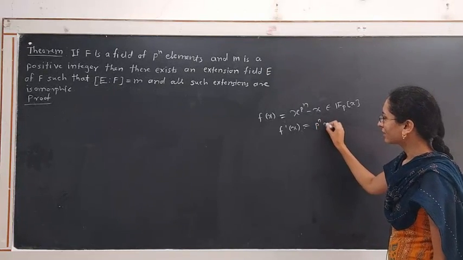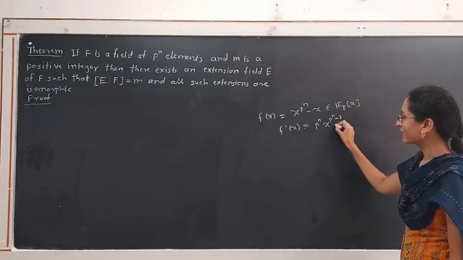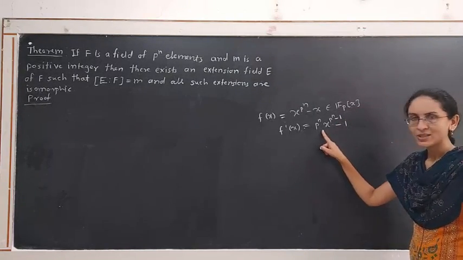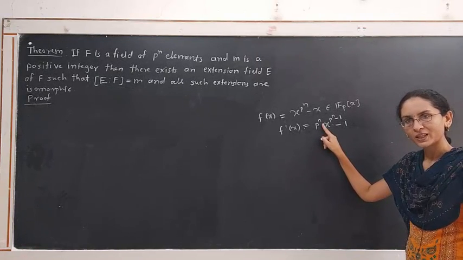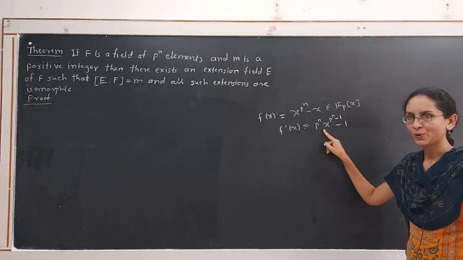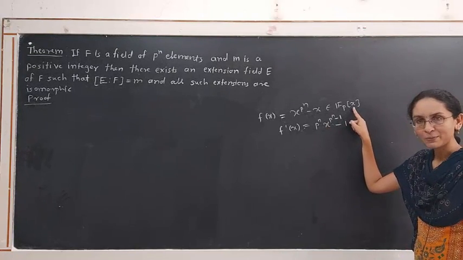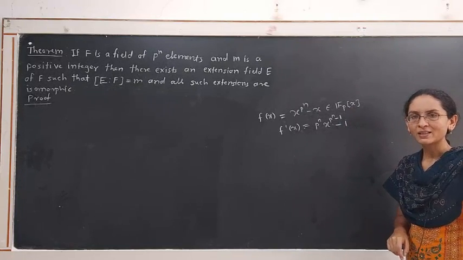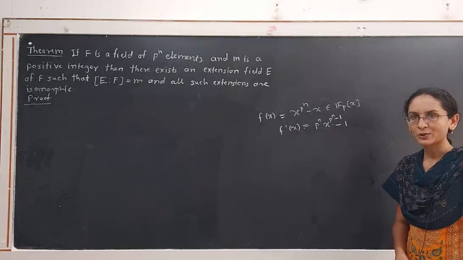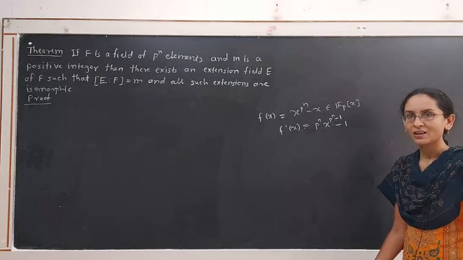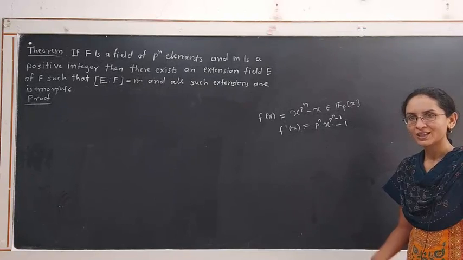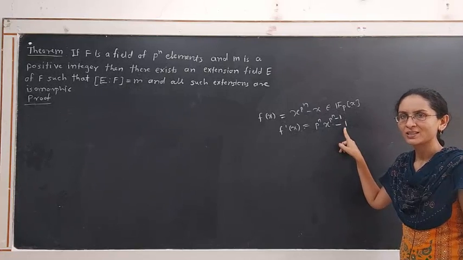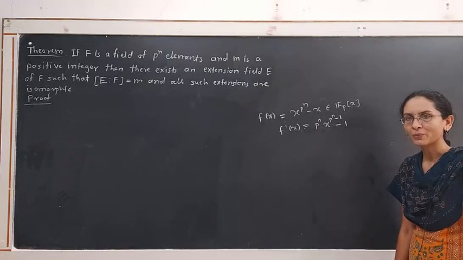is p raised to n into x raised to p raised to n minus 1, minus 1, over this field F_p, whose characteristic is p. The first term is 0 because it contains a power of p, hence p raised to n is congruent to 0 modulo p. Therefore the first term is 0 in F_p[x], and the second term is minus 1. P is a prime number, hence p is greater than or equal to 2. The prime numbers are 2, 3, 5 and so on. Therefore the least possible prime is 2, where minus 1 is not equal to 0. Minus 1 is not congruent to 0 modulo p for all primes p.